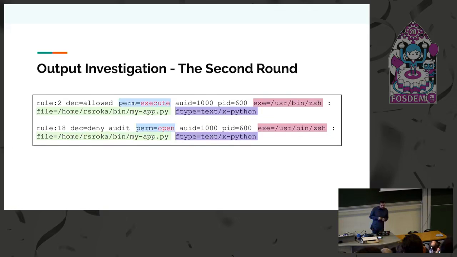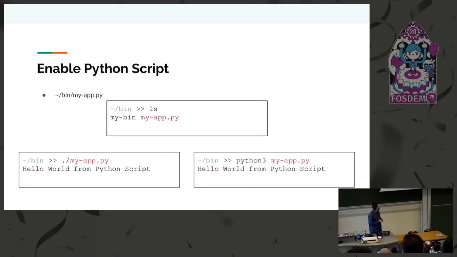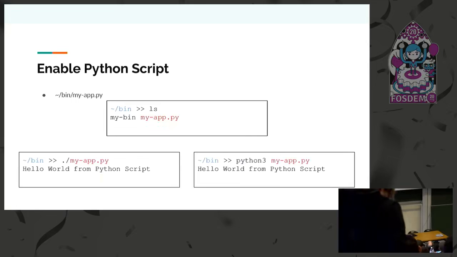So we can see that these 2 lines are very similar. We can use the any keyword for permission, and we can allow these 2 events with 1 rule. If we again update our rules file and run the Python script, now we can see that we are able to.